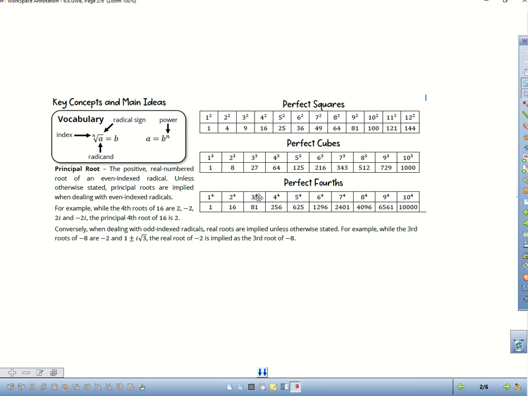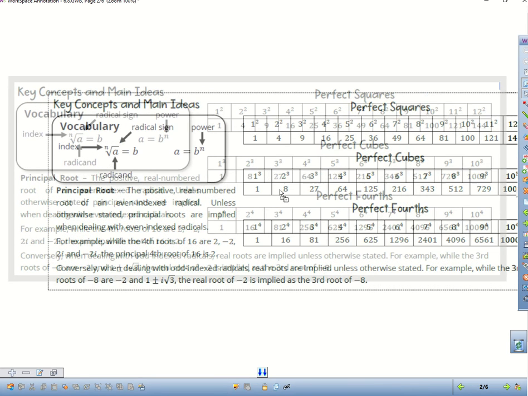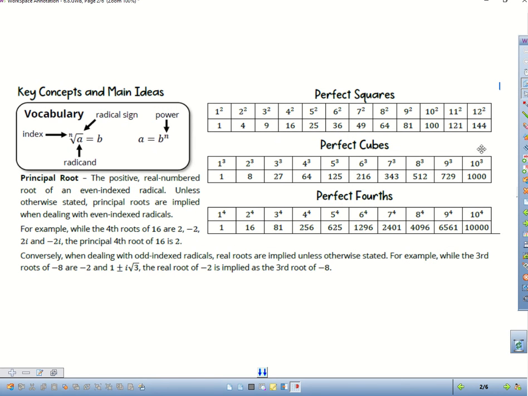Alright, so let's talk a little bit about radicals. So, yes. This is the 22nd, right? No, the 27th. Oh, that makes so much more sense. I was so confused. Okay, thank you.